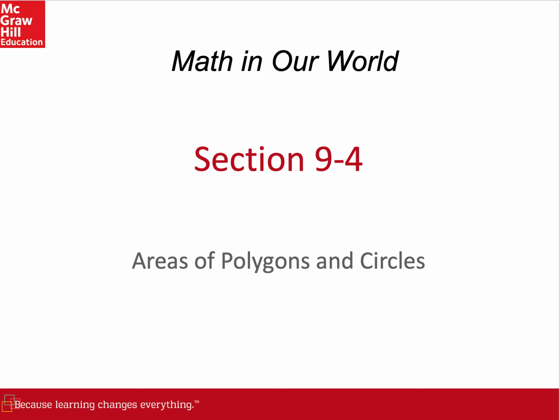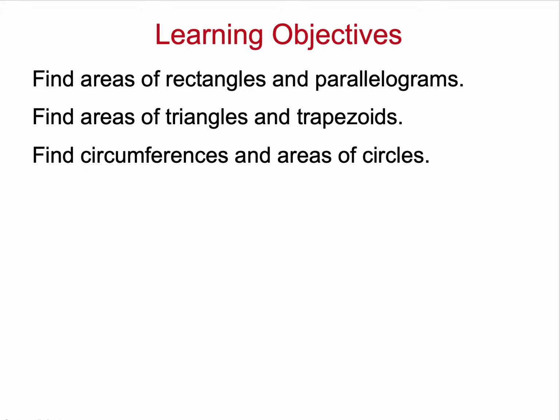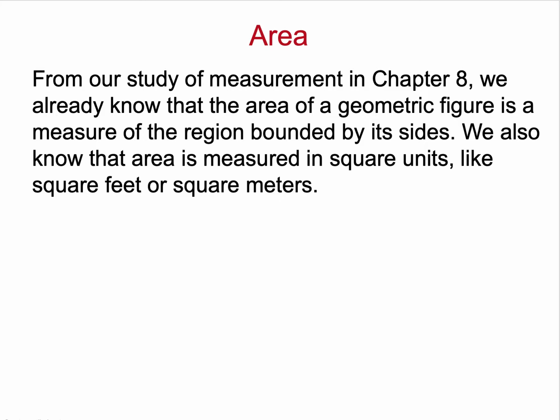We're now going to take a look at Chapter 9, Section 4, which is going to be looking at the area of polygons and circles. So with polygons, we're mostly going to be talking about parallelograms, trapezoids, and triangles. And we're going to be able to find the area of each of those shapes utilizing different formulas. We're also going to be able to find the circumference and area of a circle using that formula.